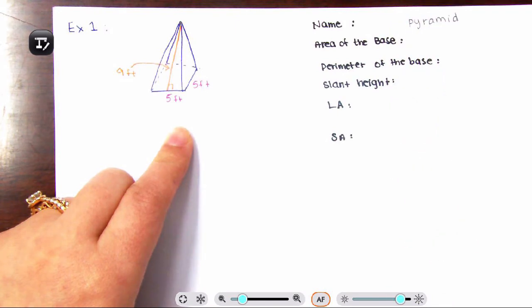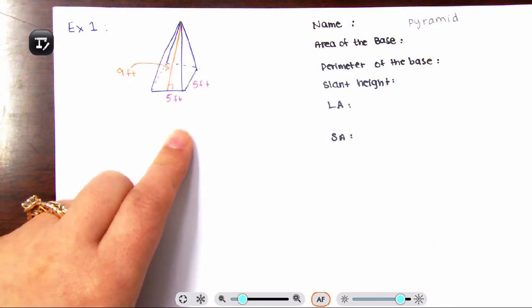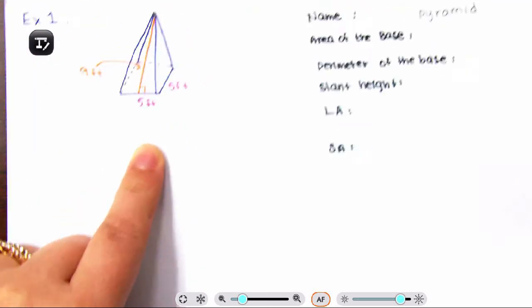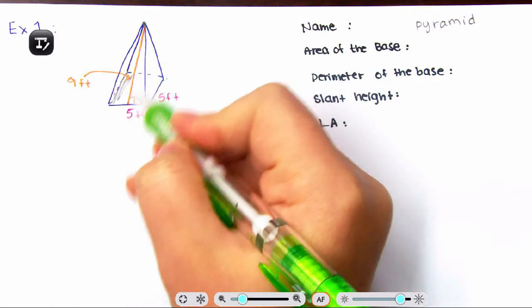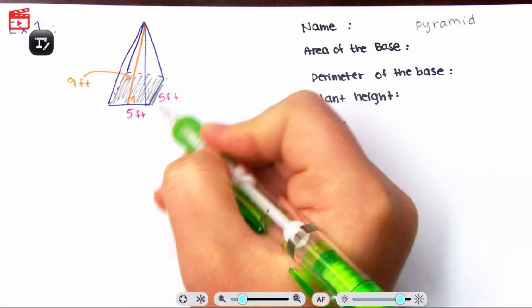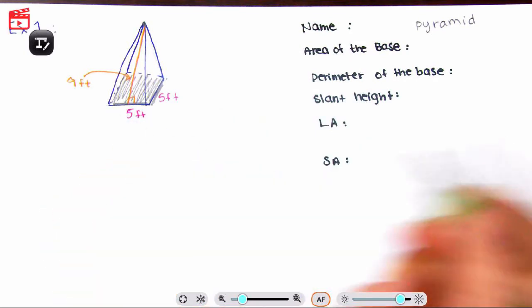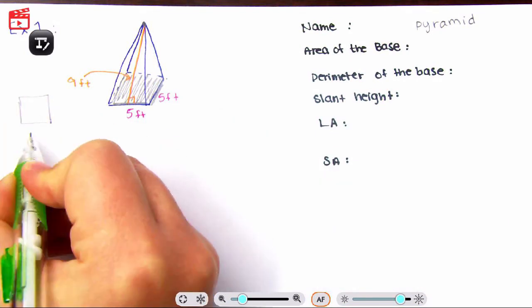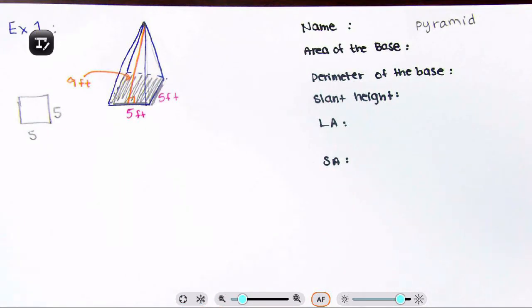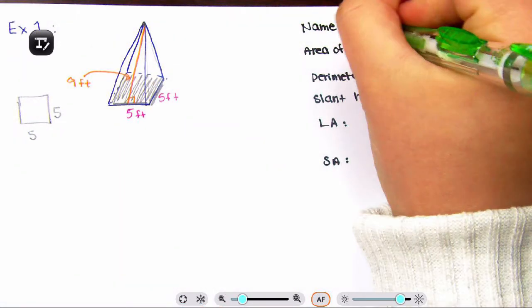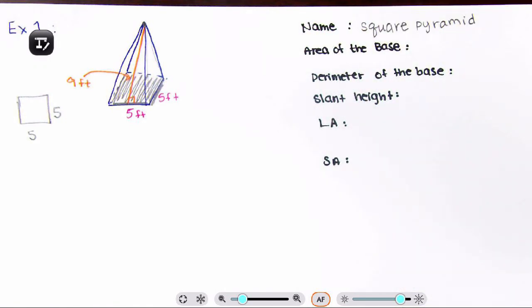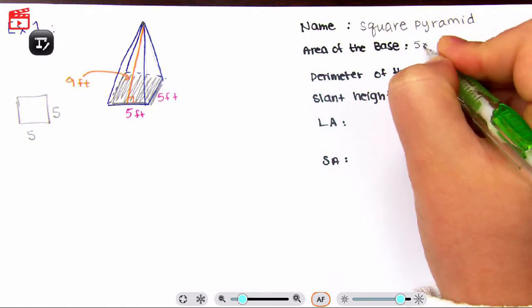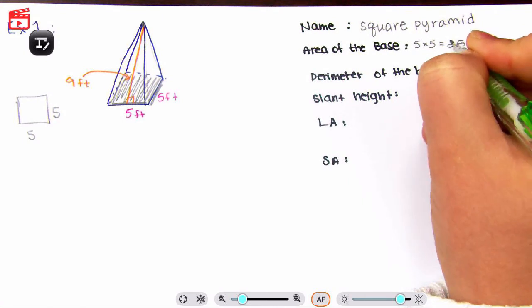But when it's asking for a name, it's asking for the full name. So what type of pyramid is it? In order to know what type of pyramid it is, we have to look at the base of the pyramid. So here's the base of the pyramid. And one thing you notice, it is 5 on this side and 5 on this side. So that means I have a 5 by 5 square as a base for my pyramid. So that means I have a square pyramid. So let's go ahead and calculate the area of the base. We know that's going to be needed in our surface area. So area of the base, 5 times 5. And that is 25. Now let's calculate the perimeter.